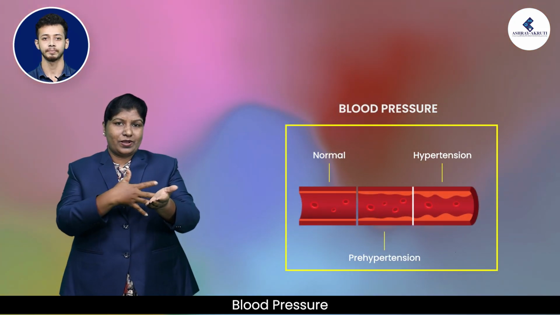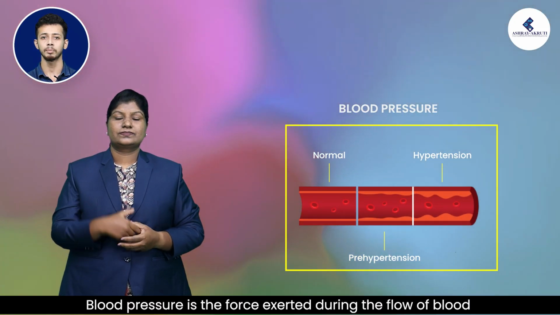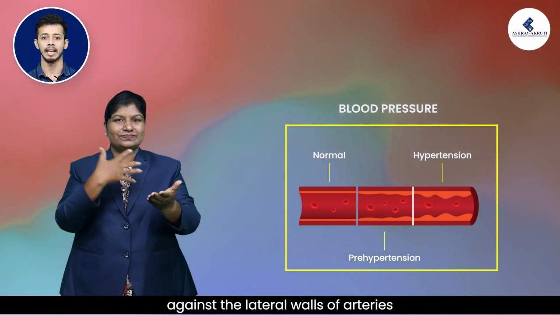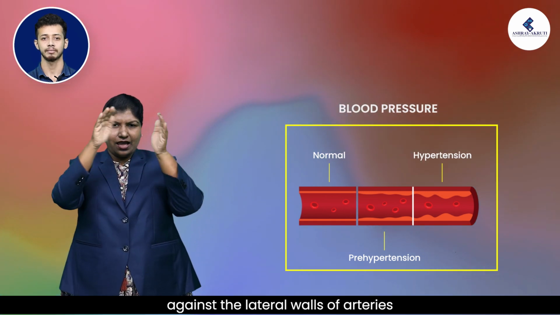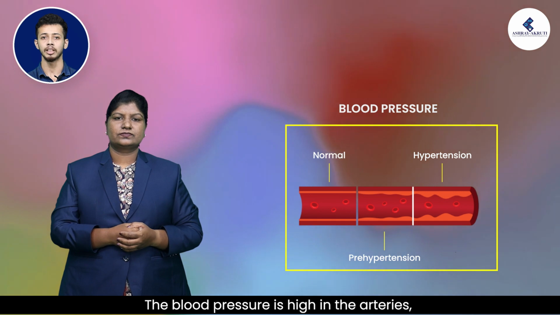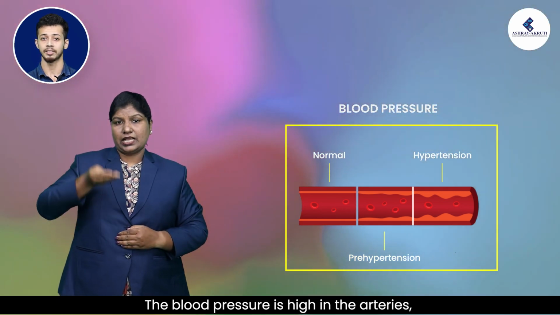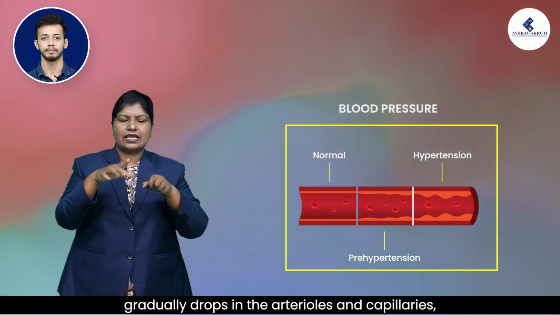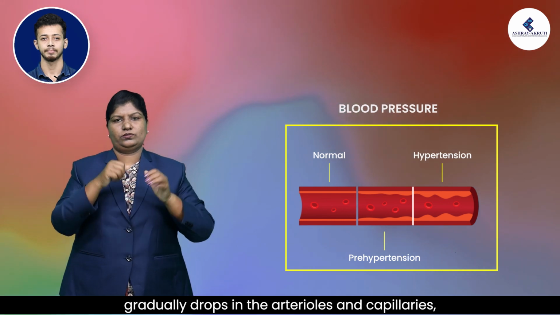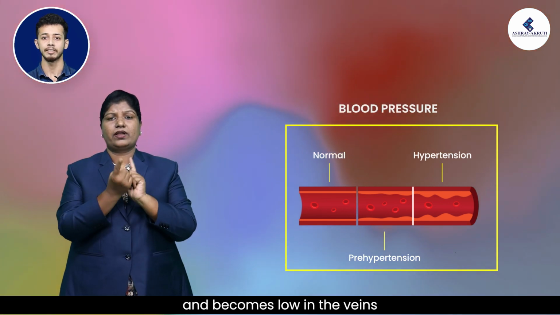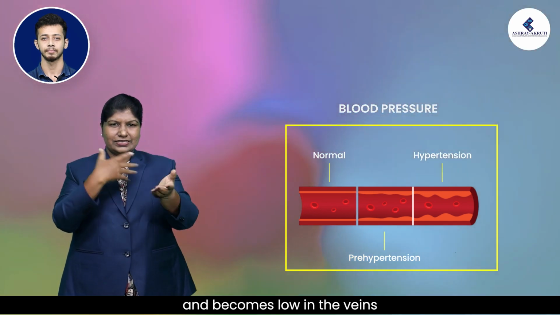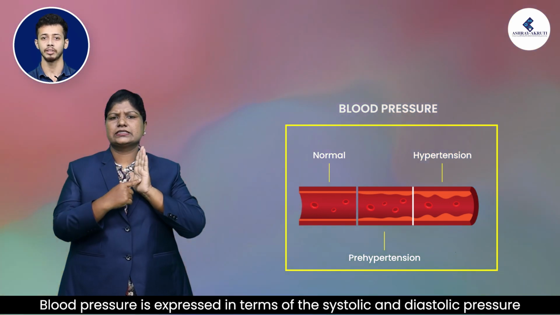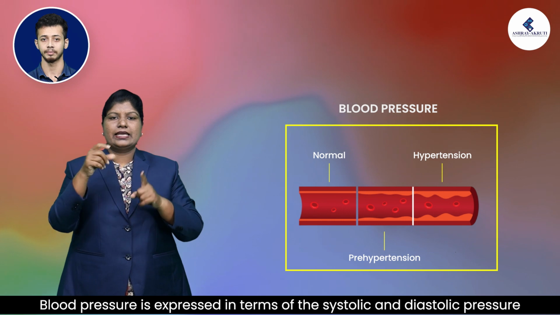Blood pressure. Blood pressure is the force exerted during the flow of blood against the lateral walls of arteries. The blood pressure is high in the arteries, gradually drops in the arterioles and capillaries, and becomes low in the veins. Blood pressure is expressed in terms of systolic and diastolic pressure.